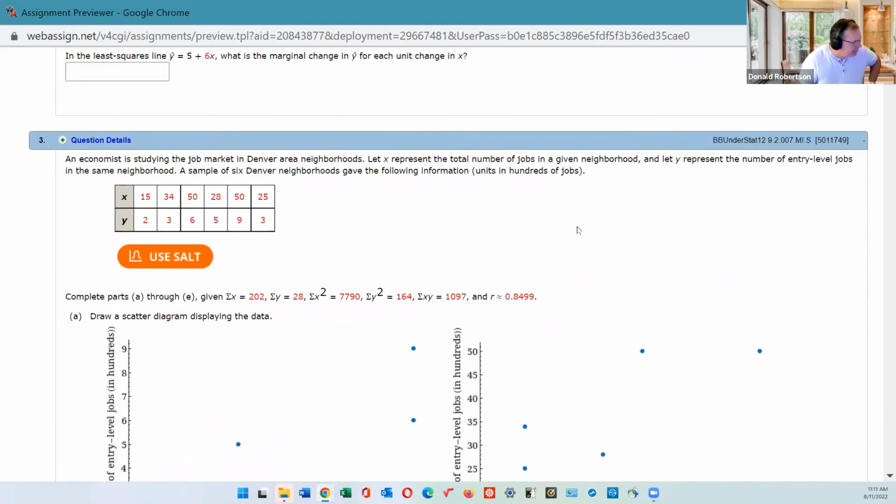Now, this is going to be our last question for today. I want to just show you how to start with SALT, and then that might give you a chance to do some extra homework ahead of schedule so you've got more time next week.